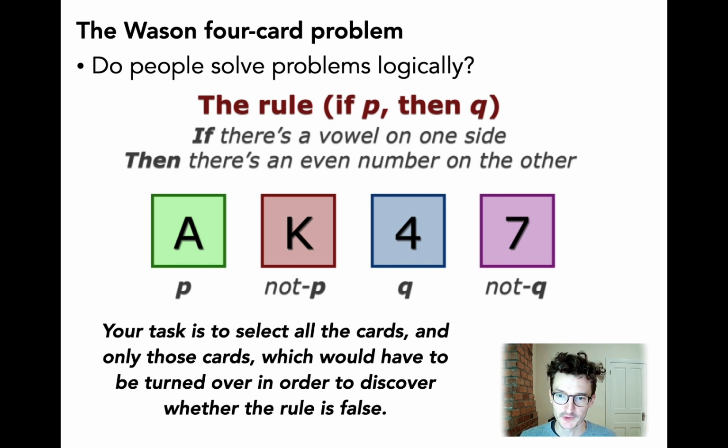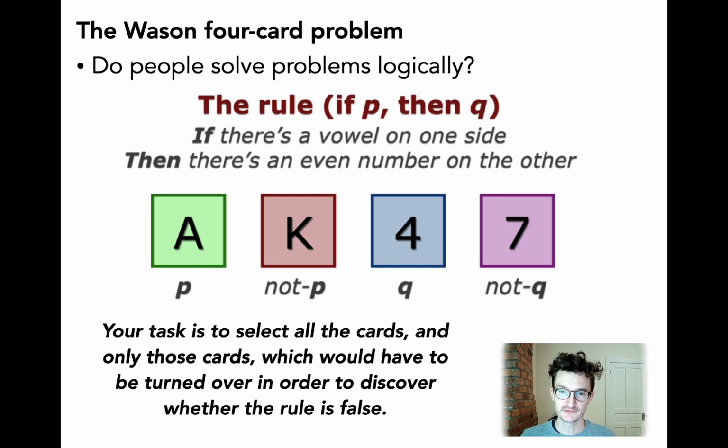In the Wason four-card problem, you're given 4 cards and you're told some rule that governs what's on each side of each card. And your task is to flip over the cards that falsify the rule. So if there's a vowel on one side, then there's an even number on the other side. That's the rule. And so we have our 4 cards, A, K, 4, 7. Now your task is to flip over cards that falsify the rule.